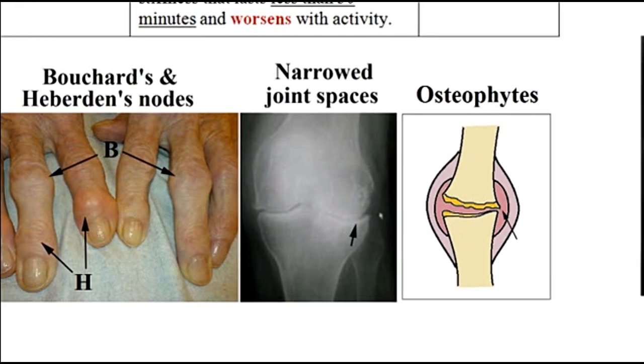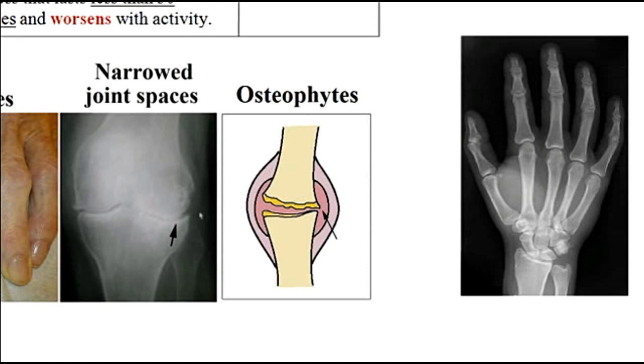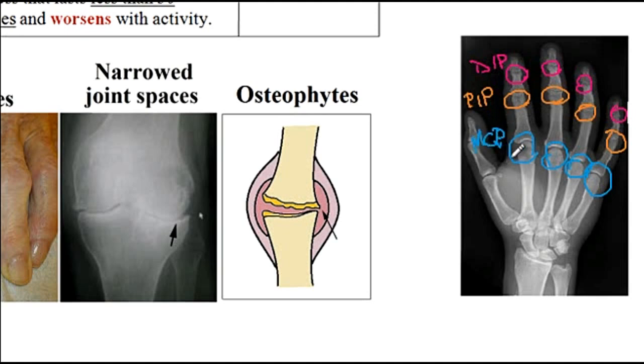And so here I would like to review the anatomy of the hand bones with you. So here we have the distal interphalangeal joints. So these are referred to as DIP. And then after that, we have the proximal interphalangeal joints, or PIP. And then finally, we have the metacarpophalangeal joints, which are referred to as MCP.